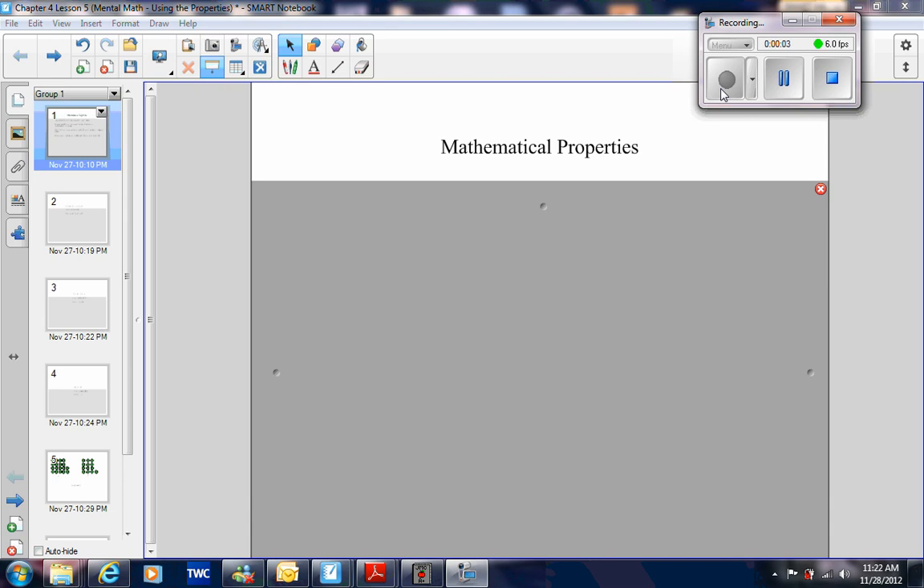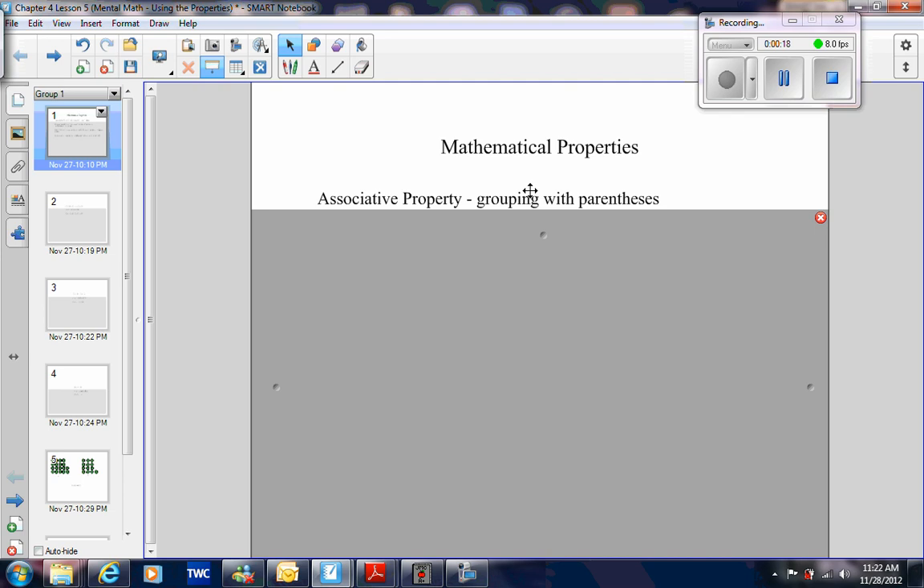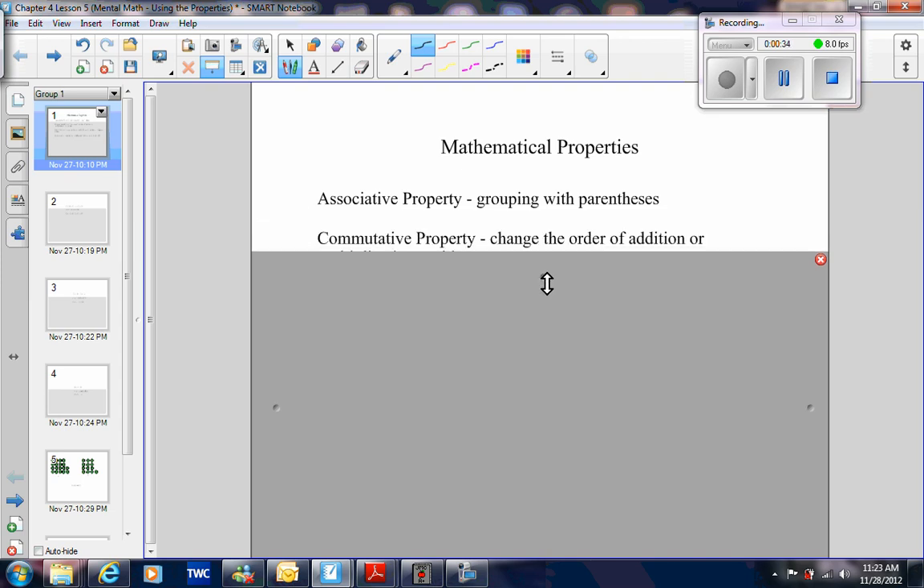All right, mathematical properties, ways that we can use those, especially helping with doing some mental math. All right, the mathematical properties that we're expected to know are the associative property. The associative property you'll see has parentheses. With those parentheses, you will be asked to group certain things, and when they are grouped, that does not change the amount.